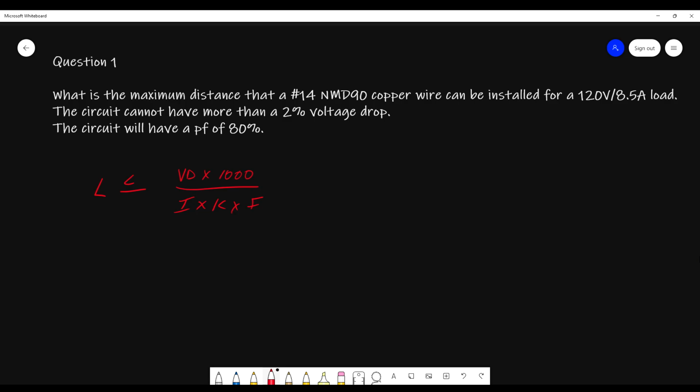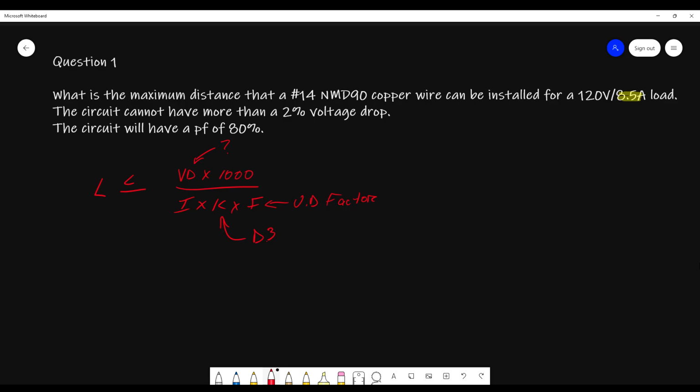Okay, now we know most of the stuff here already. We know the current, all right? So we know the current. The K value is going to come from D3. All right, so D3. And the voltage drop factor is below it. Okay. What we don't know is this. How much voltage is going to be dropped on this circuit?